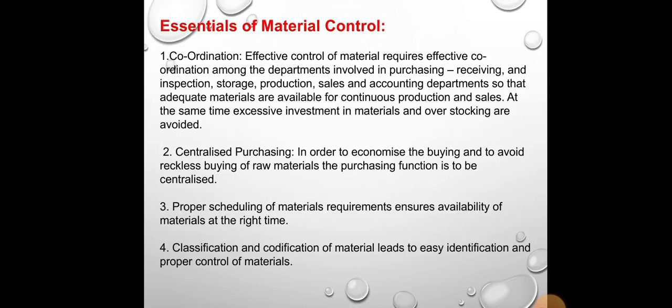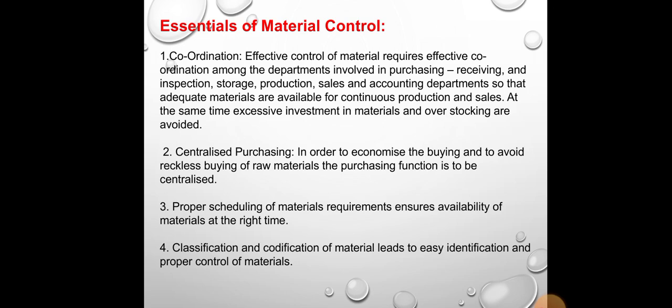Essentials of material control. Coordination. Effective control of material requires effective coordination among the departments involved in the purchasing, receiving, and inspection, storage, production, sales, and accounts departments, so that adequate materials are available for continuous production and sales. At the same time, excessive investment in materials and overstocking is avoided.